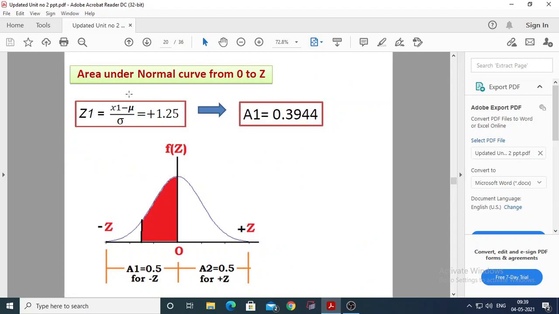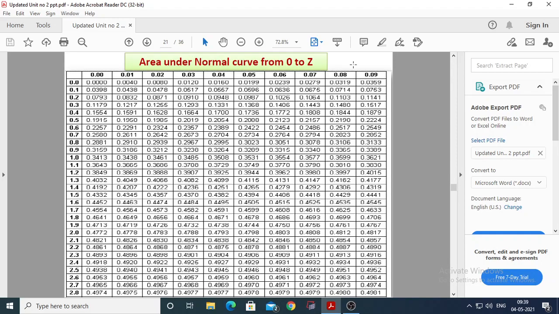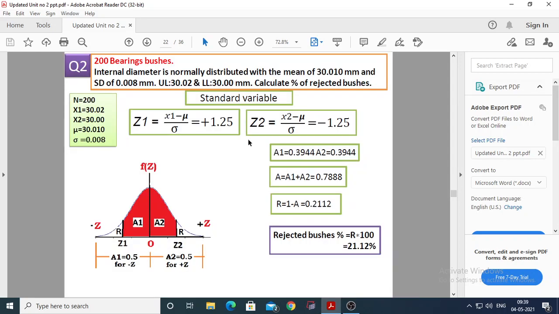Yesterday we also saw the area under the normal curve from 0 to z. How do we find that value? Z1 is x minus mu divided by sigma. Once you have the random variable value, with the help of that you can find the area. How do we calculate that area? With the help of the chart, the area under the normal curve from 0 to z. Today we will see some examples.